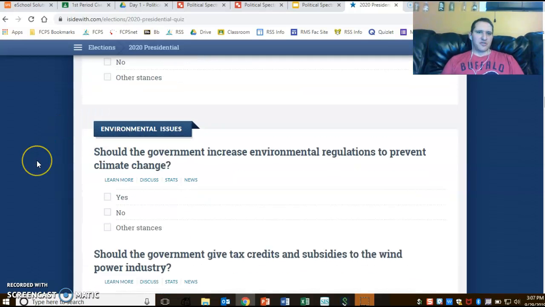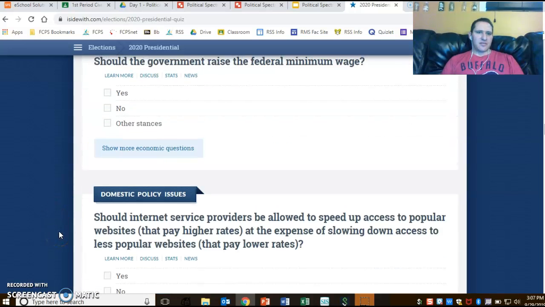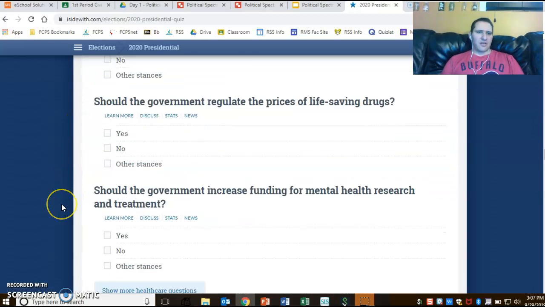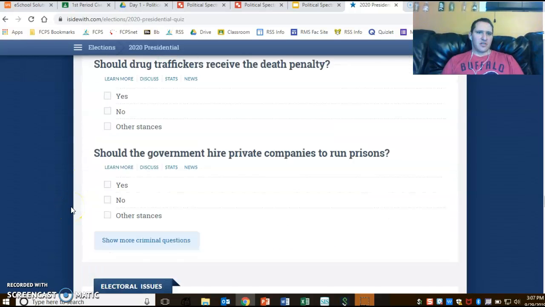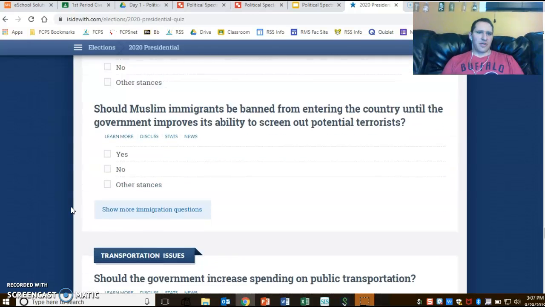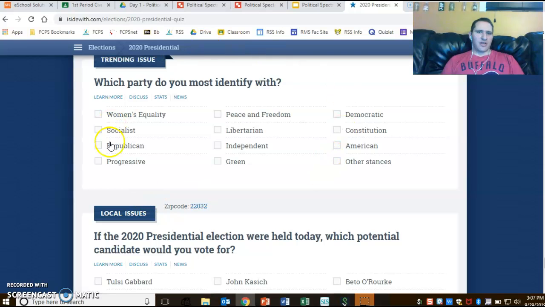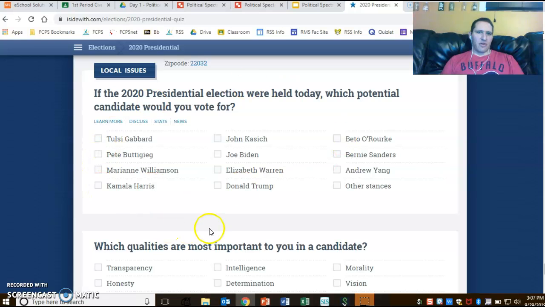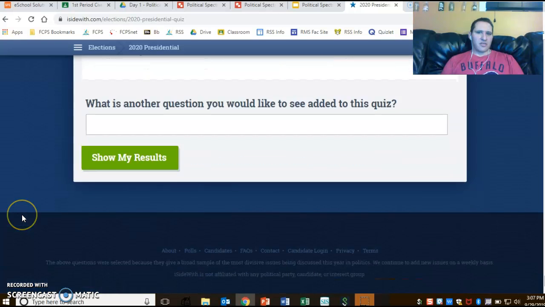Then they're going to have things on national security and environmental and economics and domestic policy, things within the United States, healthcare, education, and so on, foreign policy, all the way down, electoral, immigration. These are important issues to our country right now. You might want to click this button. You might want to click one of these. You might not. You might want to leave it blank. You might want to click some of these. And at the end, you hit Show My Results.